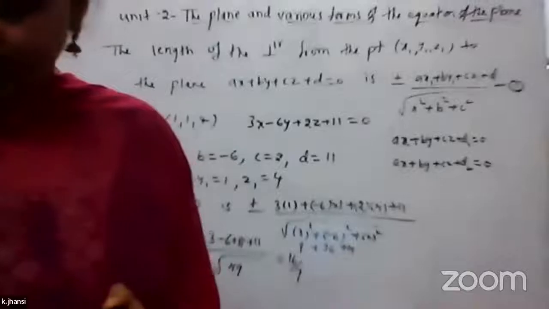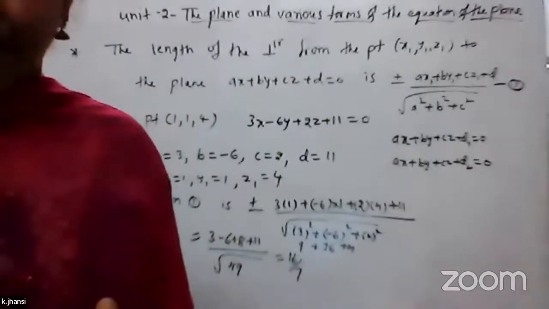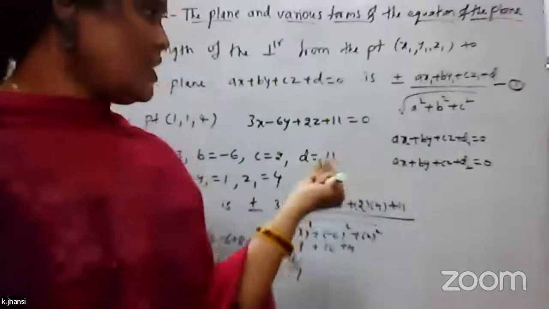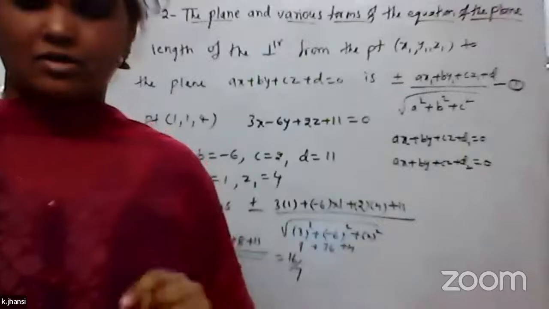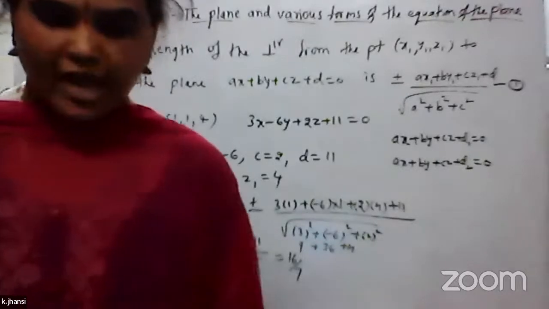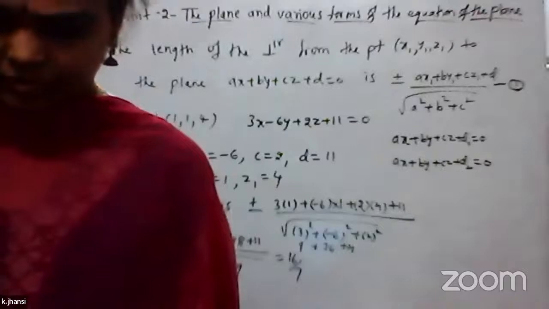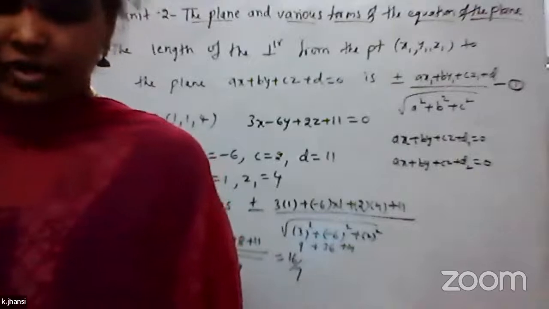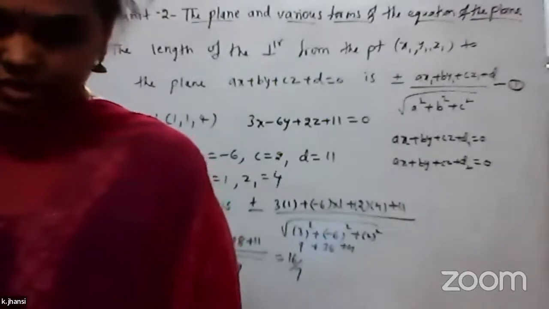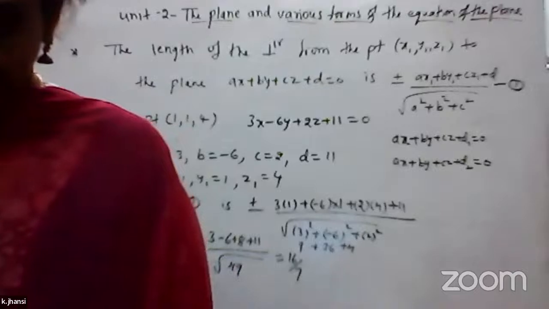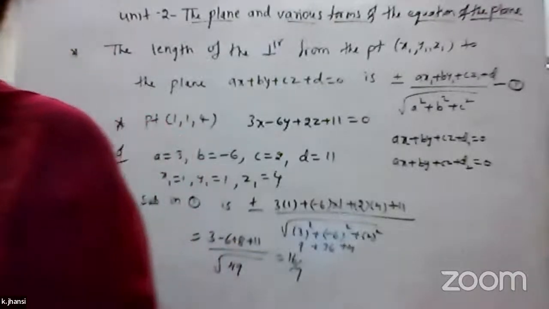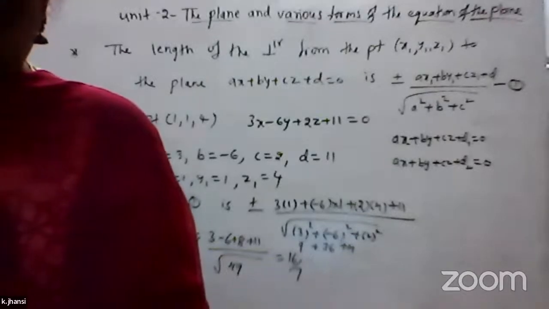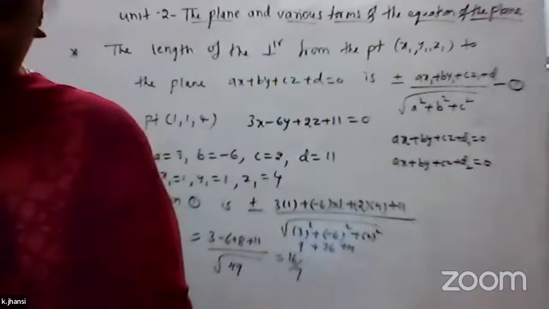And here one note is there: the equation of any plane parallel to the plane ax plus by plus cz plus d equals 0 is ax plus by plus cz plus lambda equals 0. They may ask this directly as an objective type question, giving what the equation of the plane is when two planes are parallel to each other. So this problem you have, and problems on the equation of the parallel plane are also there.